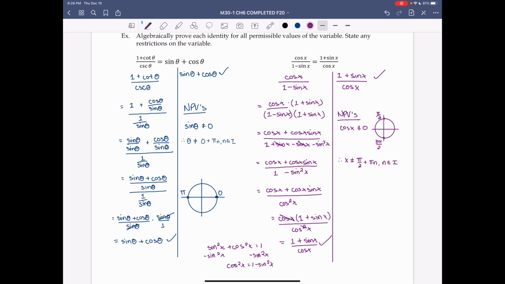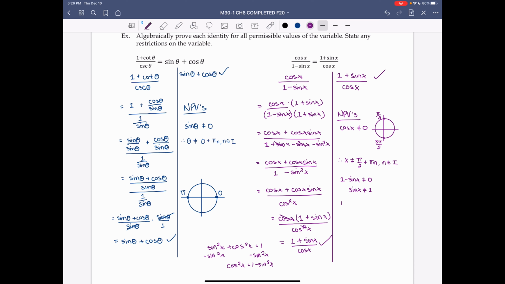On the left side, we have 1 minus sine x for a denominator. So 1 minus sine x cannot equal 0, which means sine x cannot equal 1. When does sine x equal 1? Sine is the y value of points on the unit circle. Y is equal to 1 up here at pi over 2, but that NPV has already been taken care of by this statement here.